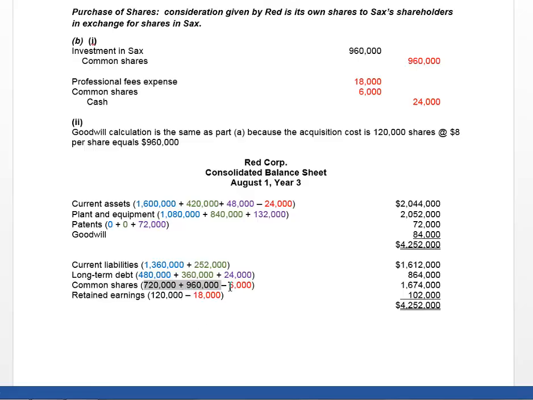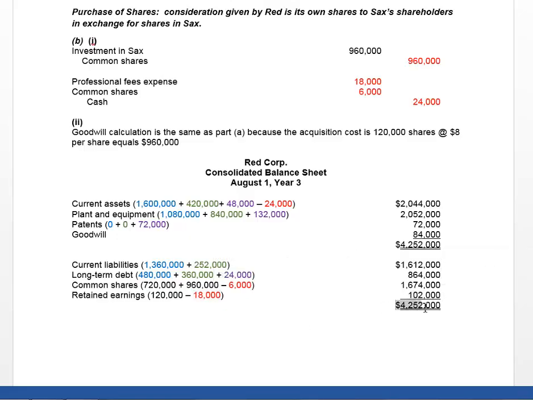And again, don't forget, using the offset method, because of the legal fees associated with issuing these common shares, we had to debit the common shares, so we have to follow that through. And again, minus 6,000 to get 1,674,000. Retained earnings on the consolidated balance sheet, again, would be the retained earnings only of the parent Red, but we deduct the 18,000 because we have to remember that by the time we're doing consolidated statements, our statements would have also been updated and we would have closed out the expense to retained earnings in the closing process. So that would give us 102.